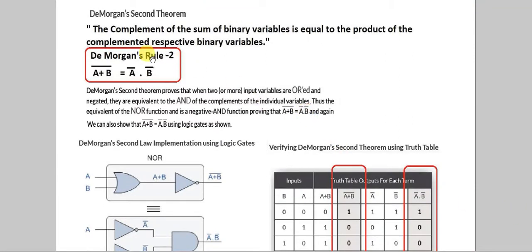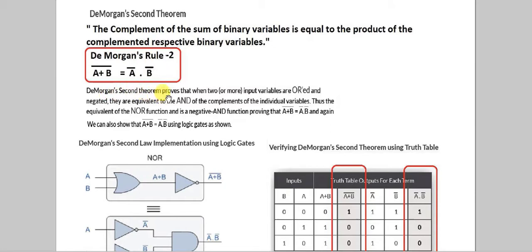Now De Morgan's second theorem states that the complement of the sum of binary variables is equal to the product of the complemented respective binary variables. In De Morgan's second theorem, A plus B means the sum of the variables. We might have more than two variables, we have n variables. If you take the sum of those variables and take the complement, that can be equivalently represented by A complement dot B complement, meaning the product of the individual complemented variables. If there are n, then we will have the product of n complemented variables.